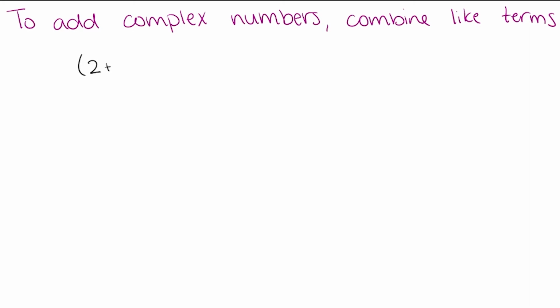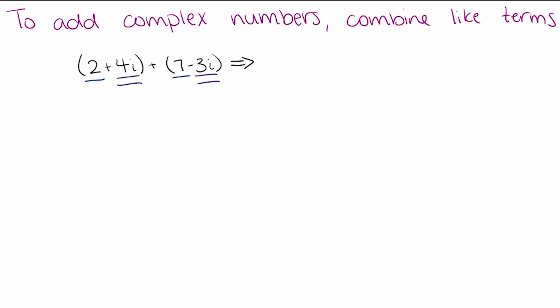So to add complex numbers, we want to just combine our like terms. For example, we have 2 plus 4i plus 7 minus 3i. Our a in our first complex number is 2, and our bi is 4i. In our second complex number, our a is 7, and our bi is -3i. So we see that these are complex numbers, and we just want to combine our like terms. So our a's are like terms, and our bi's are like terms.